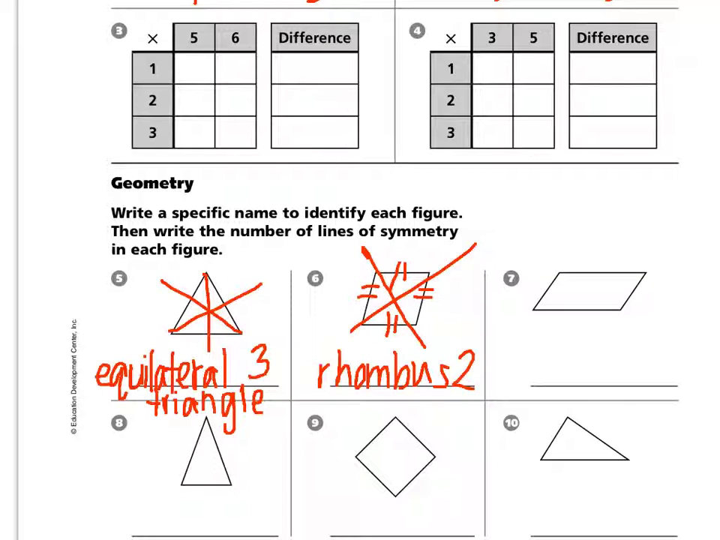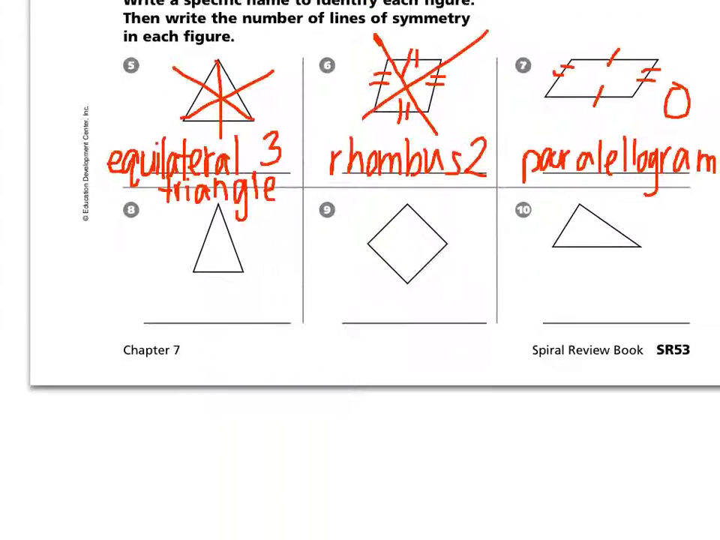Let's look at number 7. I can tell that this line is parallel with the bottom line, and the left and the right lines are parallel and congruent. However, this one does not have all congruent sides, so it is just a parallelogram. Since it's a parallelogram, it has 0 lines of symmetry. Let's look at number 8.